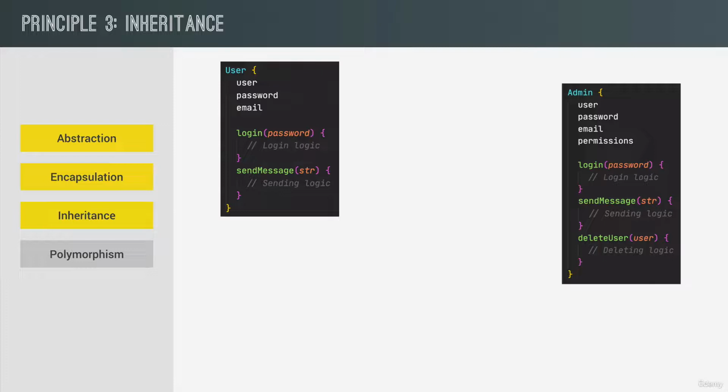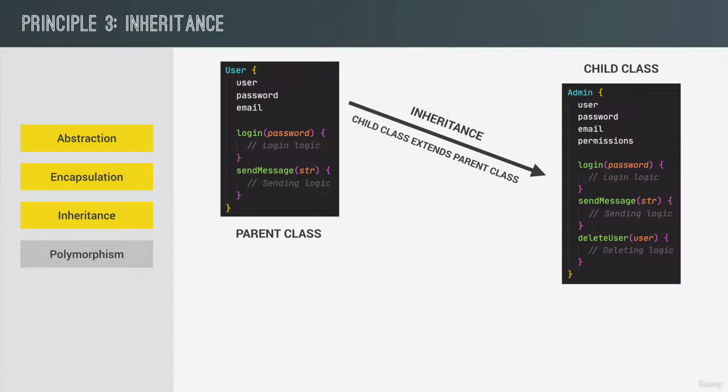However, if we design our classes like this, as two separate entities, we will end up with a lot of duplicate code. And we already know that that's bad, right? But that's where inheritance comes into play. So in OOP, when we have two classes that are closely related, like user and admin here, we can have one class inherit from the other. So we will have one parent class and one child class, and the child class then extends the parent class.